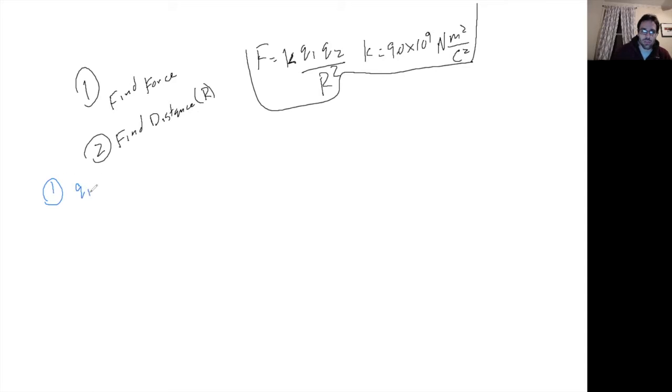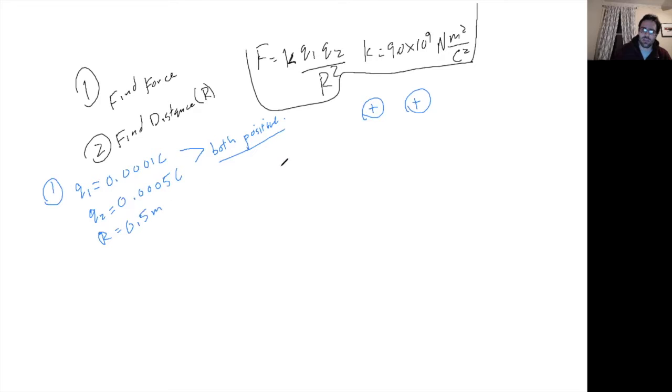I'm going to say that Q1, and I'm just pulling this out of my head, Q1 is going to be 0.0001 coulombs. And then Q2 is going to be 0.0005 coulombs. And the important thing to note is these are both positive. And they're both positive, which means that Q1 and Q2 are positively charged objects. Now I'll say that the distance between them is 0.5 meters. So this distance between these is about a little more than 1.5 feet, 0.5 meters.